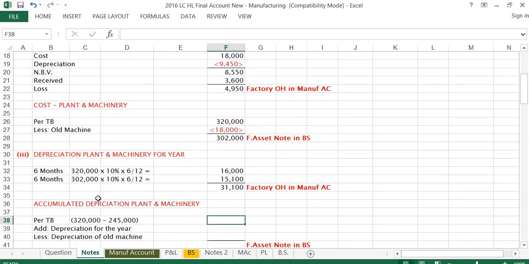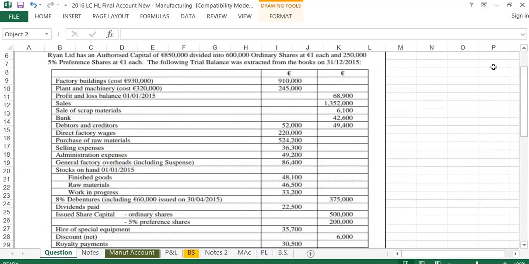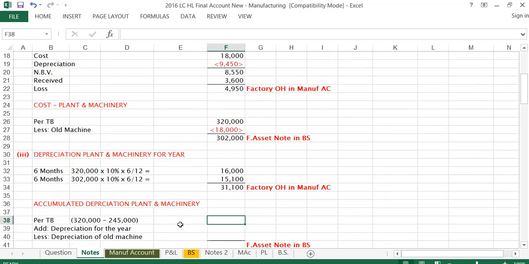The accumulated depreciation of plant and machinery. From the trial balance up above, we can see that plant and machinery cost 320, but at the start of the year it was 245. So the depreciation must have been the difference between the two of those. So 320,000 minus 245,000.